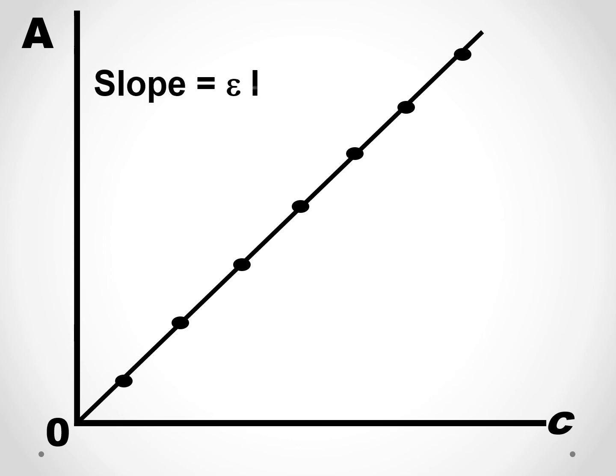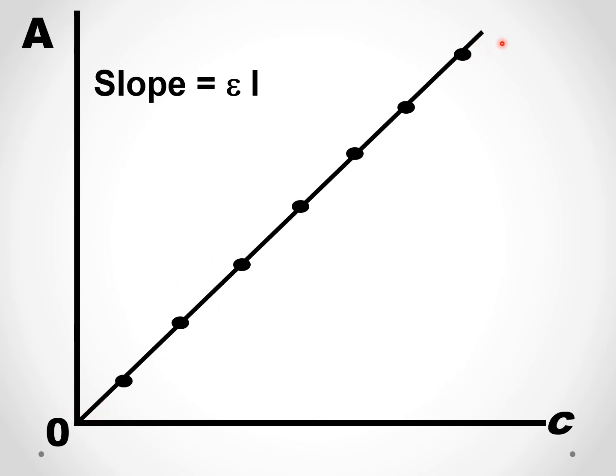How do we do that? The slope of this line is equal to epsilon L, and L will be a constant for an instrument. Generally it is 1 centimeter. So we substitute that value for L, and we can find out the molar absorptivity coefficient. I will explain that in the next slide.